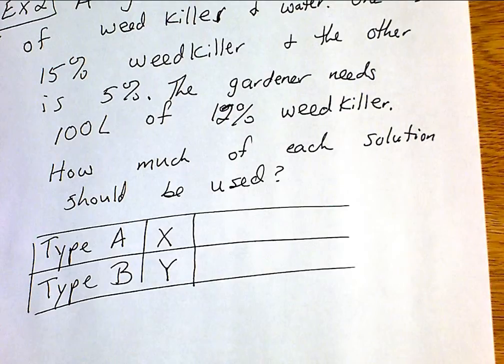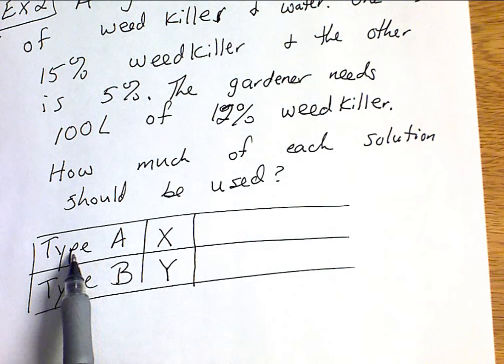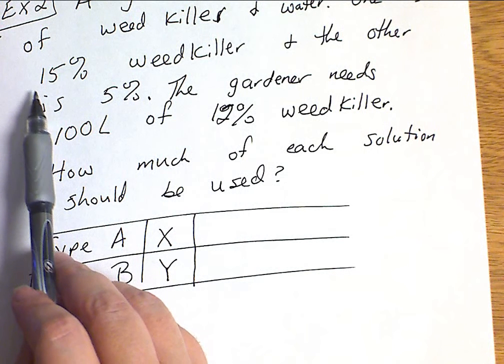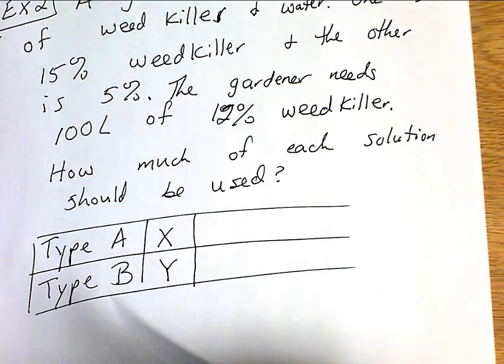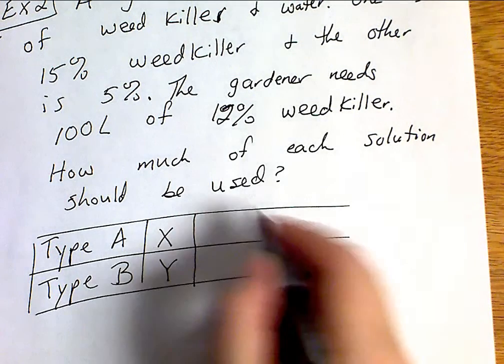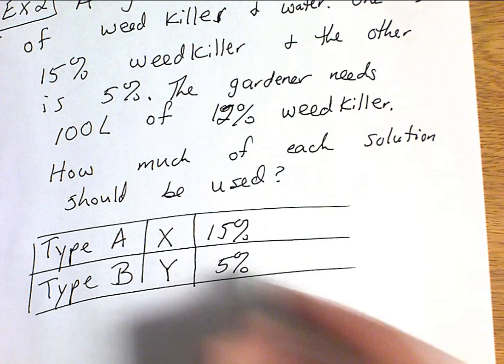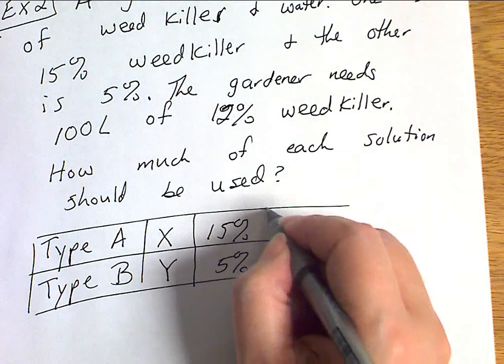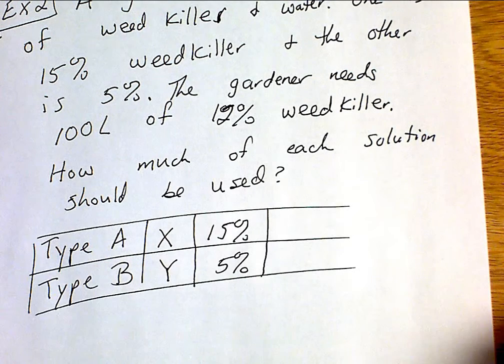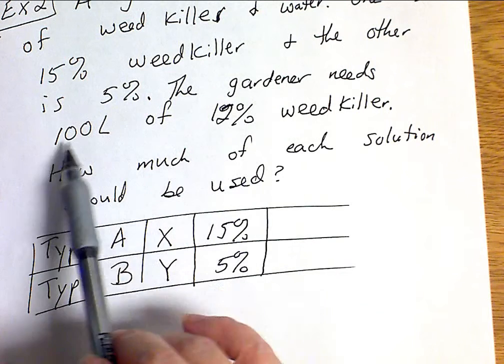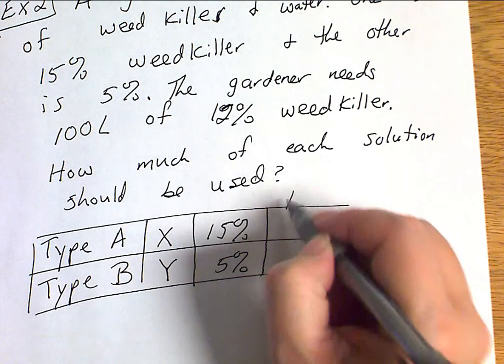Alright. So, type A, how much percent of the weed killer does it have? Guys, focus up here. So we have 15%, and the other one has 5%. These problems are like you're doing totals, because it says that the gardener needs the total of 100. So we're thinking of totals here.